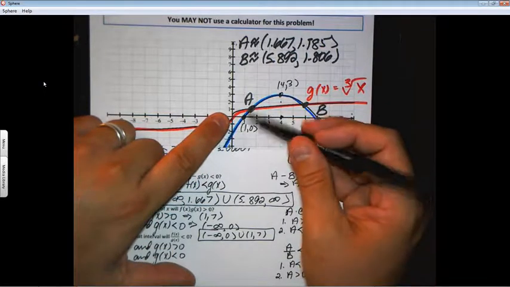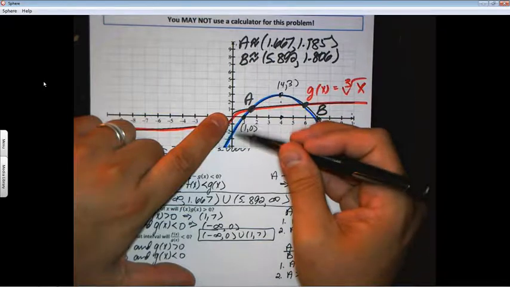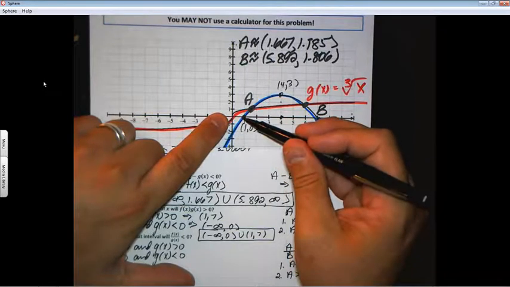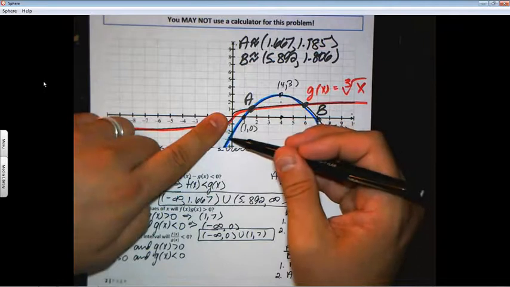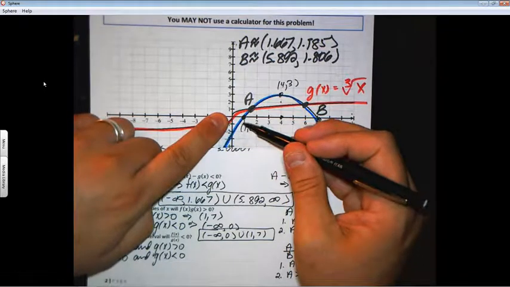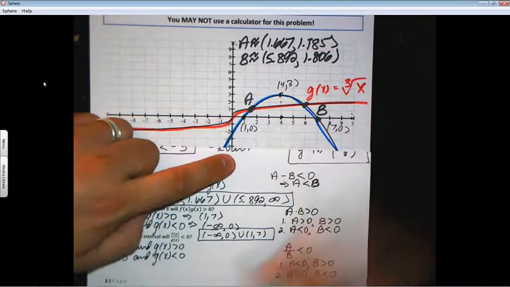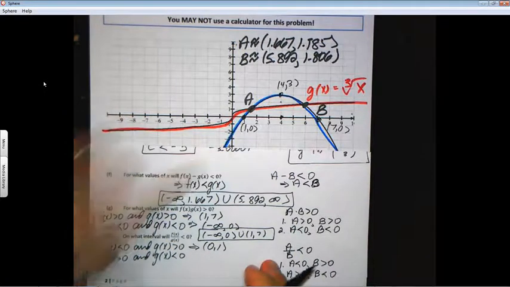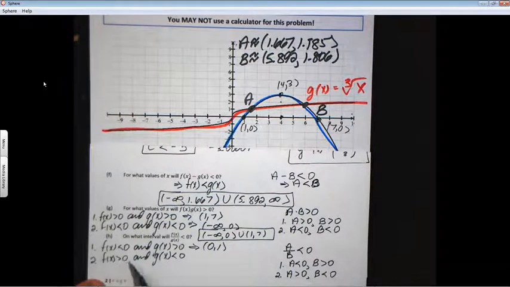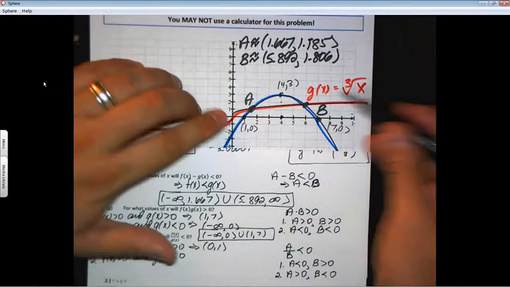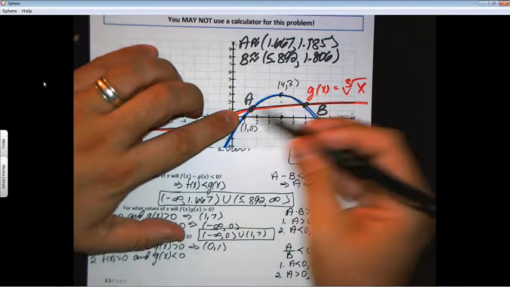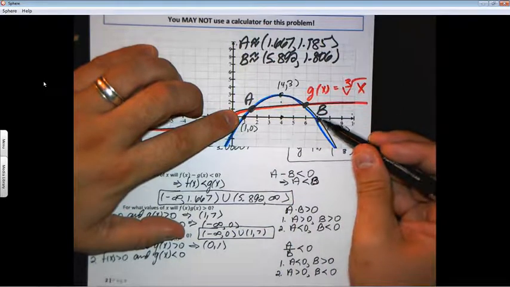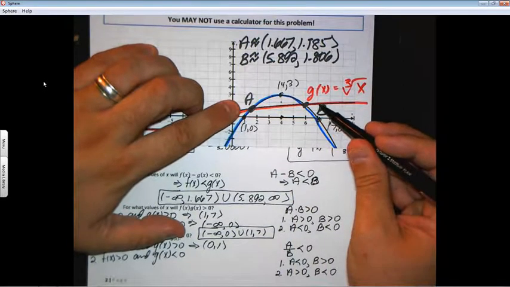If f of x is negative, f is below the x-axis. And at the same time, we need g of x positive. We need the red above the x-axis. And the only place where I see that happening is from 0 to 1. F, the blue, is negative. G, the red, is positive. So that gives us the interval 0 to 1.